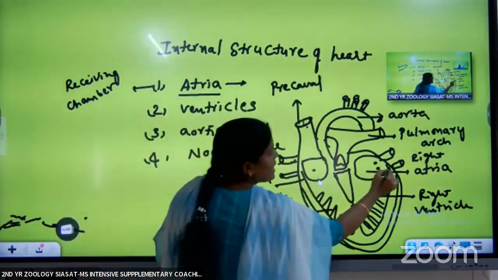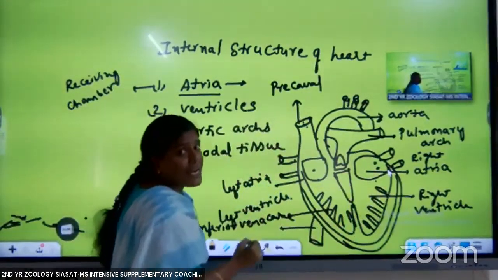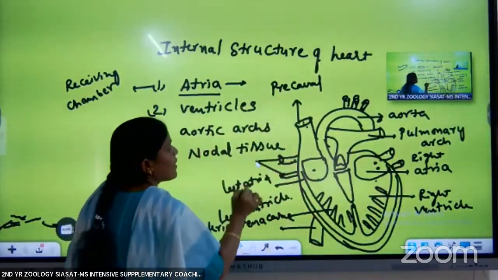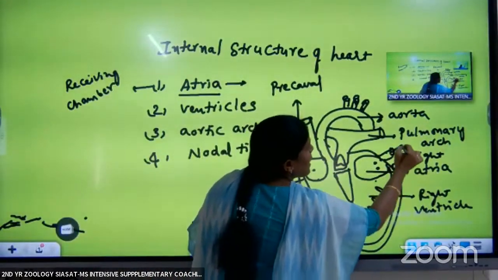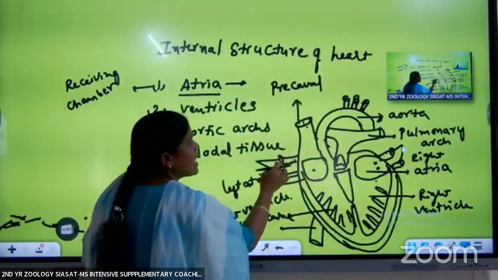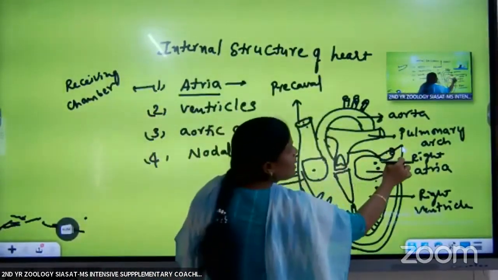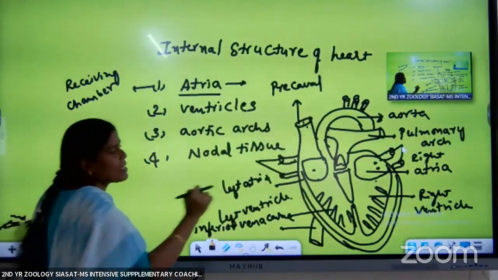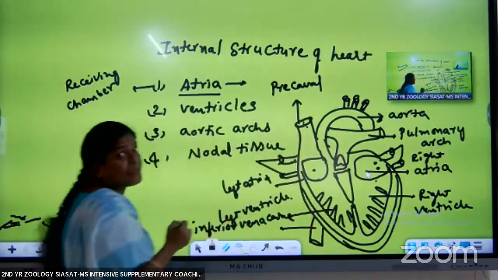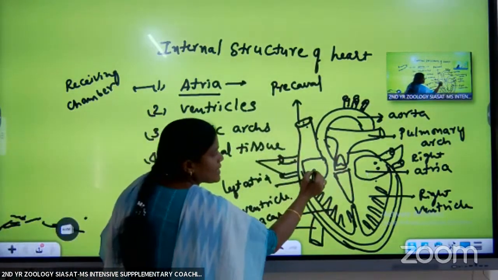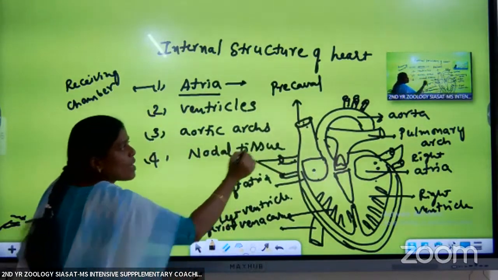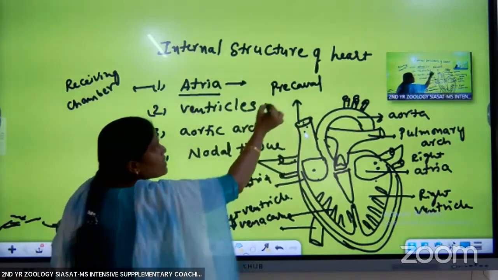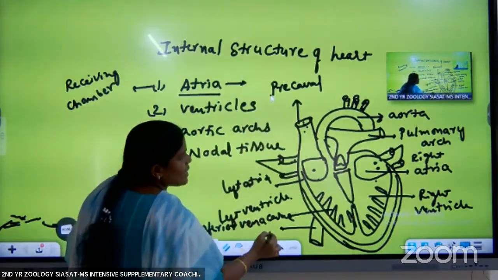Next, on the left side, the left atria collects the oxygenated blood from the two pairs of pulmonary veins. These are the left pulmonary veins, and these are the right pulmonary veins. One pair of pulmonary veins is present on the left side, and one pair on the right side. These pulmonary veins collect the oxygenated blood from the lungs and give it to the left atria. The right atria receives the deoxygenated blood from the caval veins, the precaval vein and the postcaval vein, also called the superior vena cava and inferior vena cava.